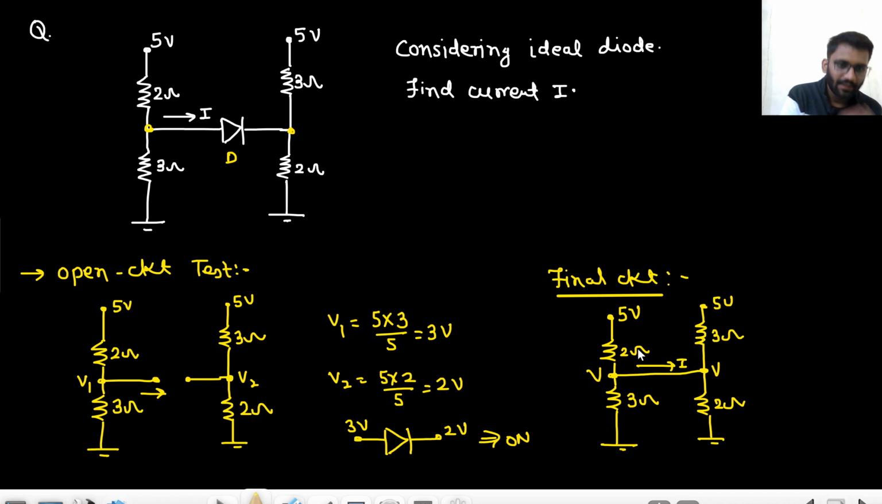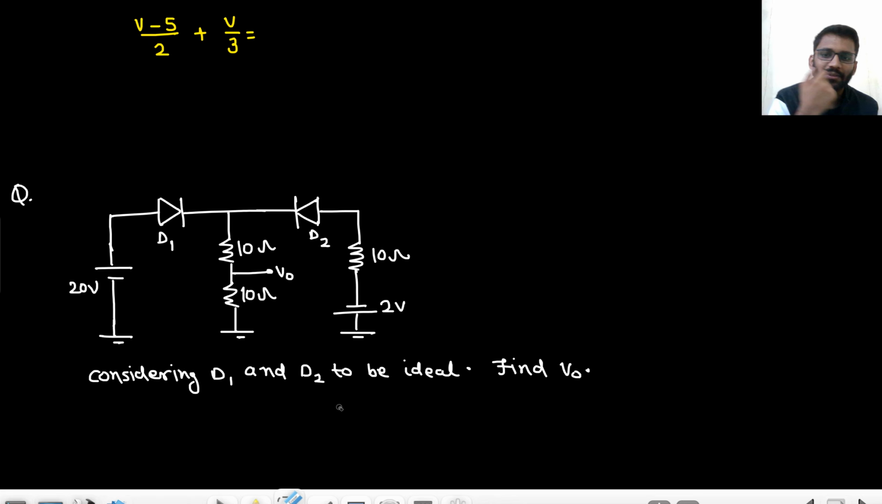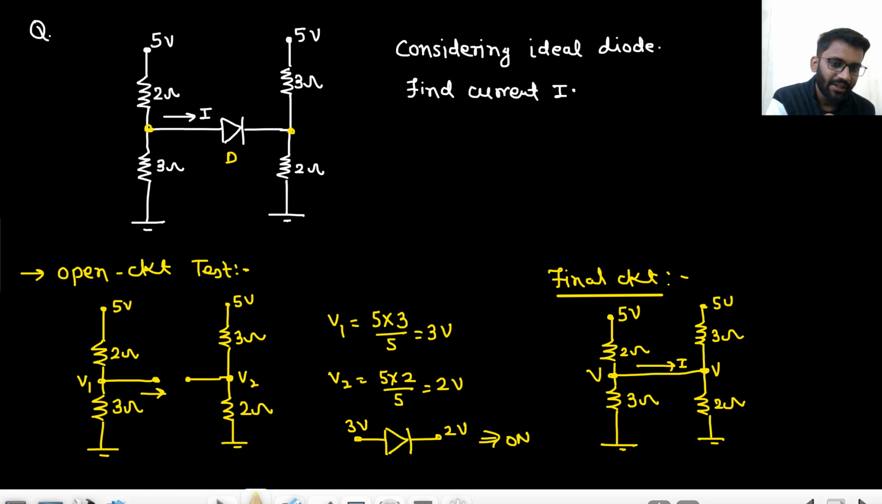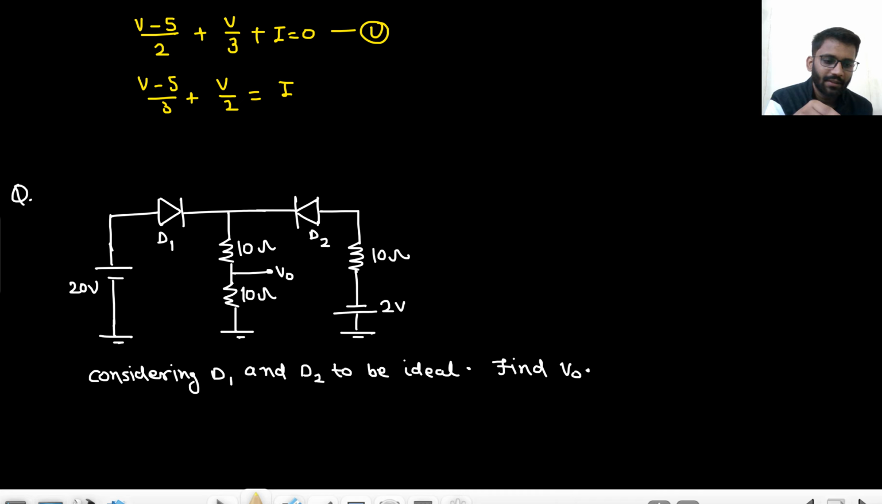The current here is (V minus 5) by 2, the current here is V by 3, plus I is equal to 0, because I is also an outgoing current. Okay, this is equation 1. And if I apply nodal here, what will happen? (V minus 5) by 3 plus V by 2 plus V by 2 is equal to I. This is the incoming current.